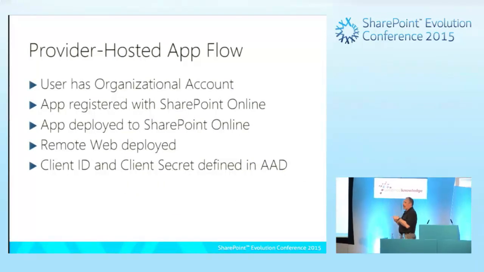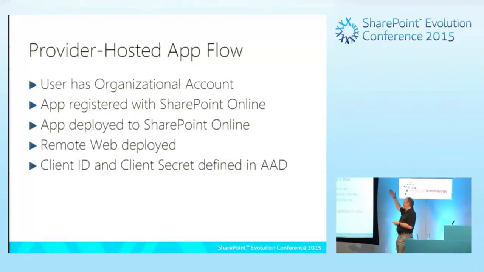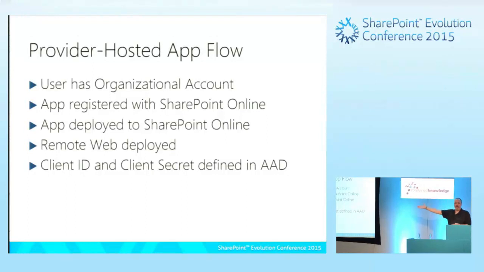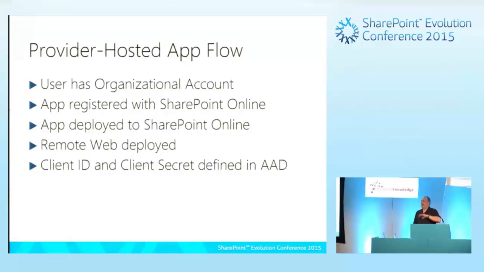So now how does this work? We register an app principal. What's the flow? First of all, we make sure we have an organizational account. We make sure the app is registered. The app gets deployed, typically in the app catalog. It could be in the Microsoft Store, but somehow the app is deployed. Provider-hosted apps have a remote web, and we're assuming that's been deployed as well. Then we want to make sure that the client ID and secret are defined in Azure Active Directory. When I go to app reg new and register it, SharePoint takes care of registering it in Azure AD for me.